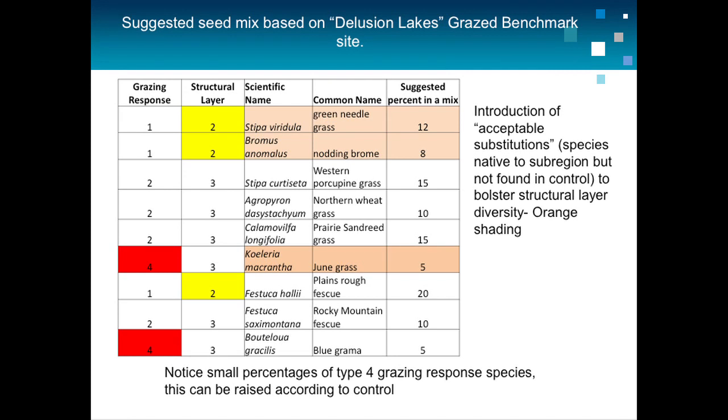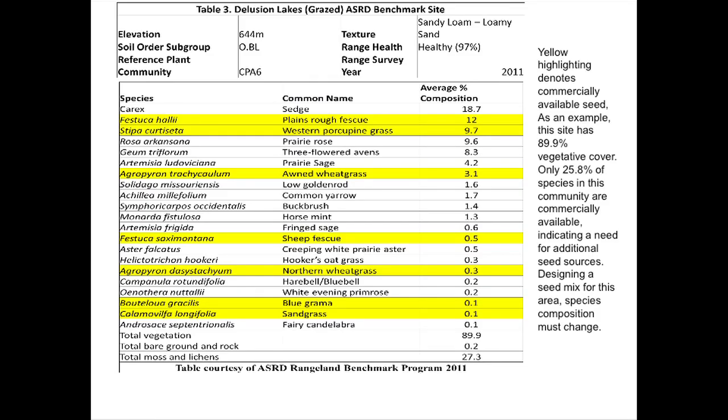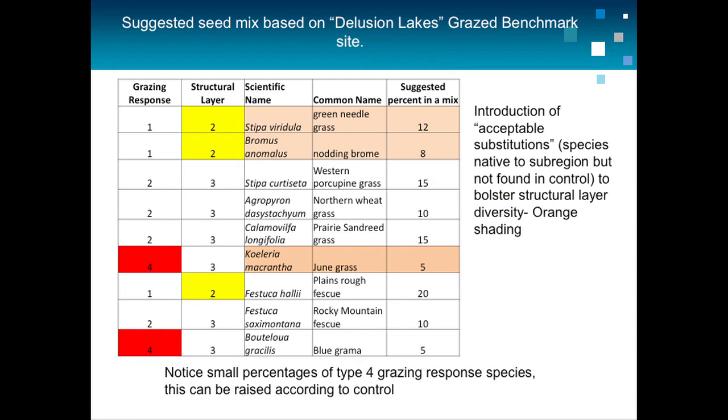Suggested seed mix that could be used. The pink is an introduction of acceptable substitution species that are available commercially, of different structural layers. You also have to be careful adding them into a mix. For the Delusion Lakes, it would actually be okay to add, because you have 18.7. I didn't put it in here, but the Carex is a class 4 grazing response, so it does give you a little bit of leeway. Just know that when you're adding those in, you have to base it off your control, but it would add structural layers.